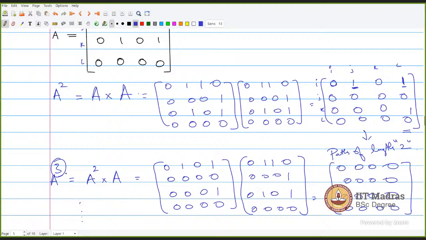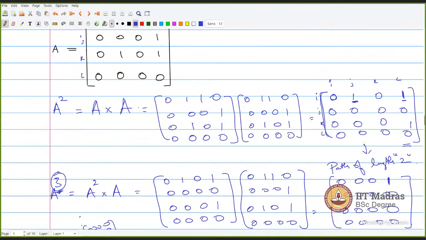So first row, fourth column when we multiply, it will give 1. Yeah, this will be 1. Correct. So A to the power 4 will give me 0. So there will not be any path of length 4. I should go till A cube. Because my n is 4 here, I should go till n minus 1. That means I should go till 3.